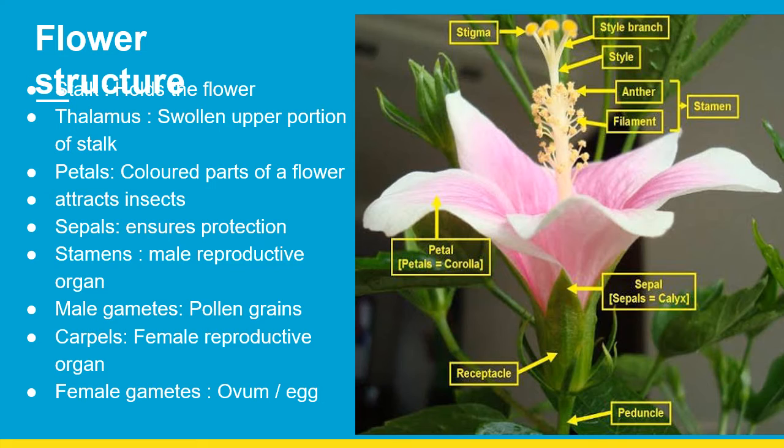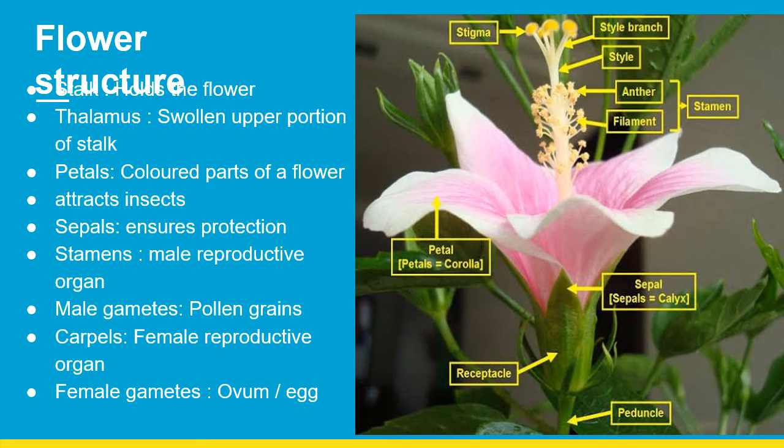Next are the sepals. Sepals are the green colored part, otherwise called the calyx, and they ensure protection when the flower is in the budding stage. Next are the stamens, which form the male reproductive part and consist of the anther and filament. The male gametes form the yellowish colored pollen grains. The stamen has two parts: a bulb-like structure called the anther and a stalk-like structure called the filament.